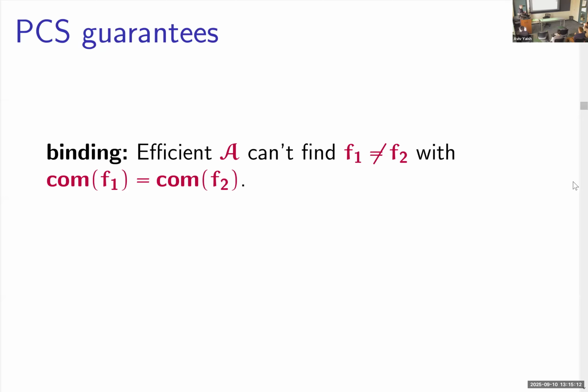So, semi-formally, what are the requirements from BCS? The first one, like in any commitment scheme, you want binding. You want that an efficient adversary can't find two Fs mapping to the same commitment.